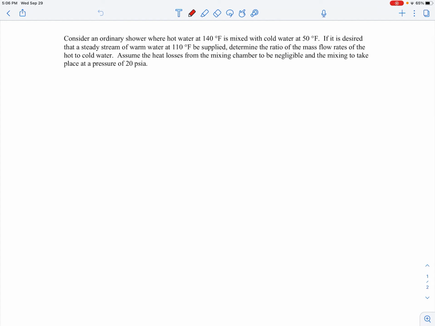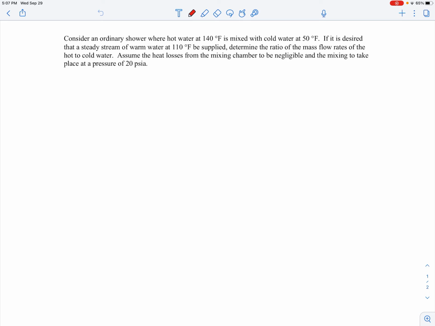In this example, we're told we have an ordinary shower where hot water comes in at a certain temperature and it's mixed with some cold water at a different temperature, and that we want to have a steady stream of warm water leaving the shower. In order to do this, we need to determine the ratio of the mass flow rates of the hot to cold water. We're told to assume that heat losses from the mixing chamber are negligible and that the mixing takes place at a pressure of 20 psia.